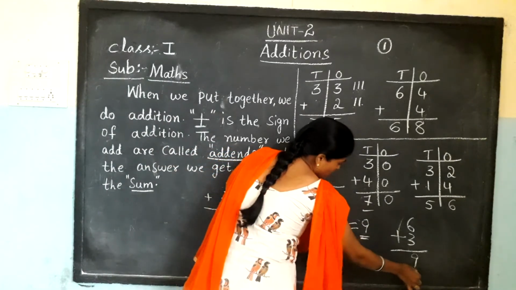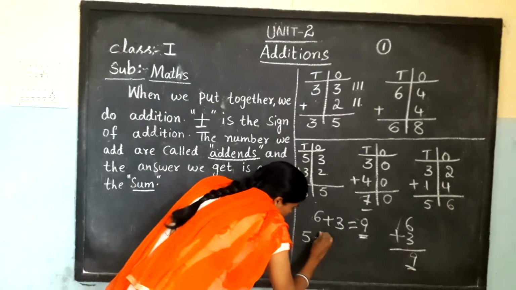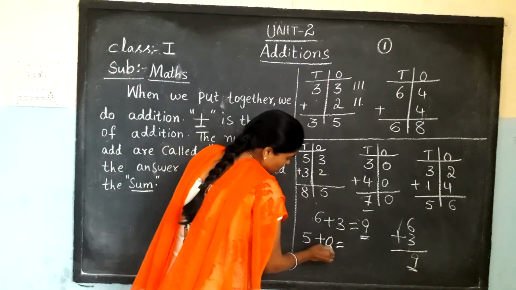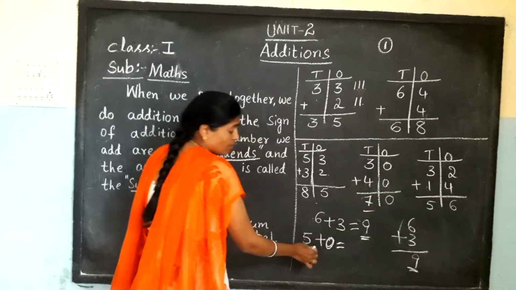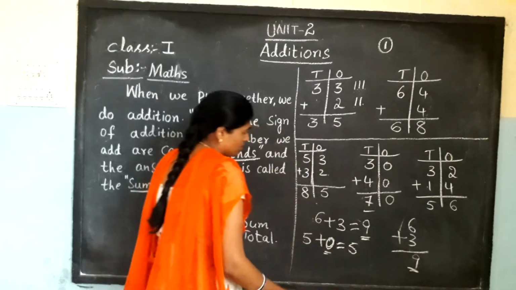Sum or total is again 5 plus 0, what will come? 5 plus 0 means nothing. 0 means nothing. The value means what number will come? The same number will come. 5 only it will come.